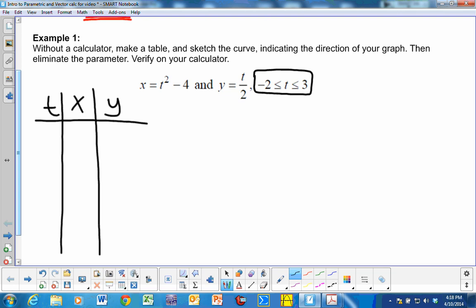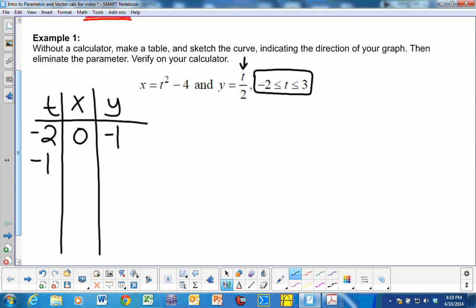Now we can plug in anything we want, so we might as well pick things that are nice. So I'm going to start with, I'm just going to use the integers that we cover here. So t equals -2 is the smallest value in our range, in our domain there for t. And if t is -2 and we plug that into x, we would get -2 squared, which is 4, minus 4, which is 0. Then we're going to take the -2 and we're going to plug it into y. So we take the -2 and plug it right there for t, -2 over 2, -1.